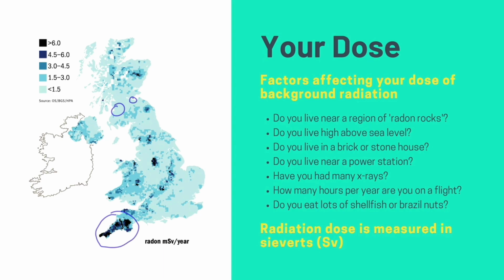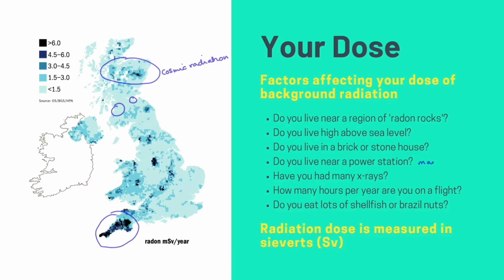Do you live high above the sea level? Some places here up in the Highlands, for example, are high above sea level, so perhaps more exposure to cosmic radiation. That will increase your chances of increasing your background radiation. Do you live in a brick or a stone house? Because if you live in a brick or a stone house, they will ultimately release radon, which will increase your background radiation. Do you live near a power station?